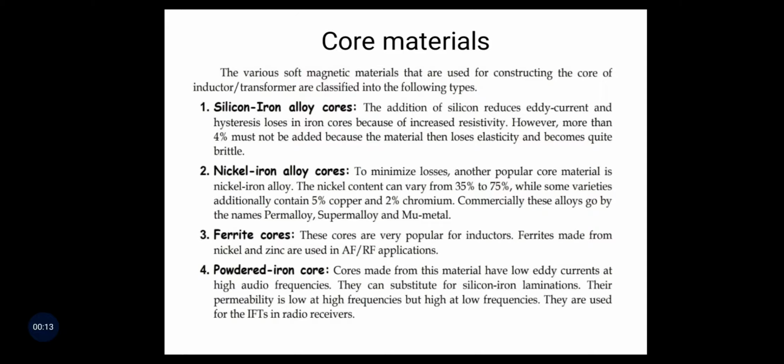In this lecture, we are first discussing core materials. What core materials are used in inductors when they are fabricated? Here, soft magnetic materials are used for constructing the core of an inductor or transformer. These are classified into different types.